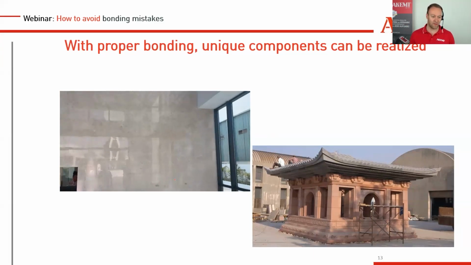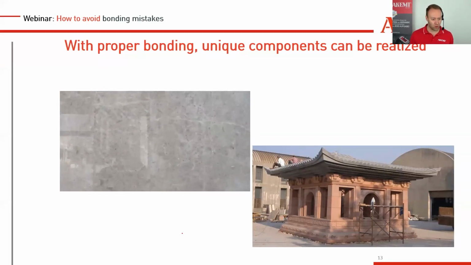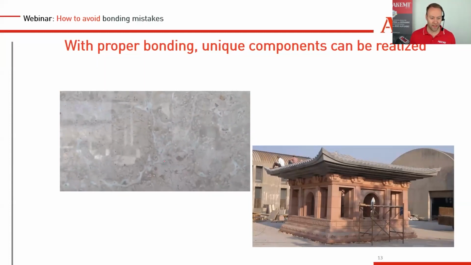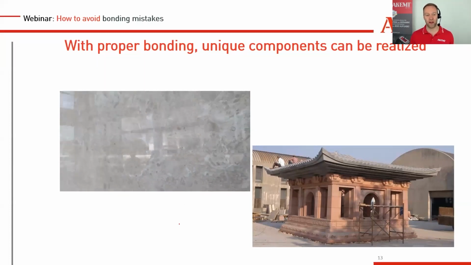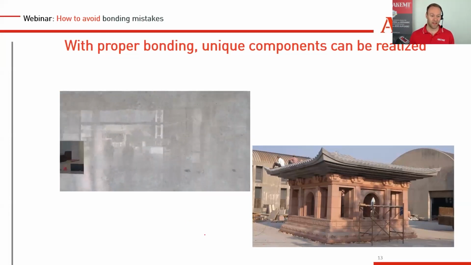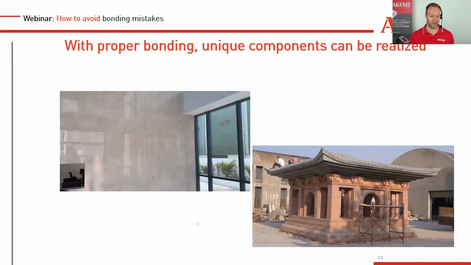Or when you look at this video here, it looks like one big piece of stone, but when you come closer, there are a lot of stone pieces glued together. Here, there is the joint, but when you choose the right product and the right application, then you can do fantastic work. And this looks like one big unique surface.